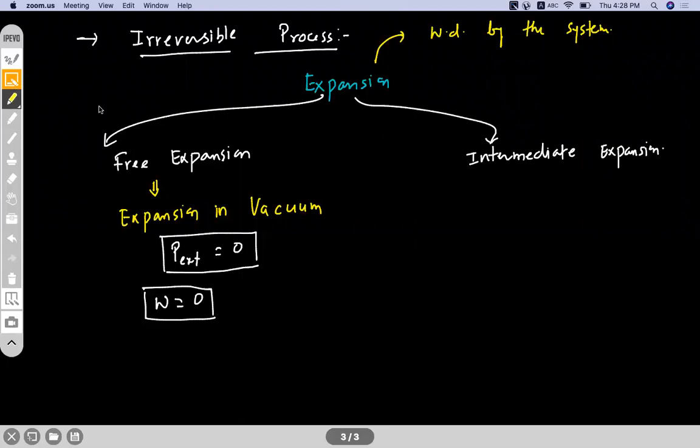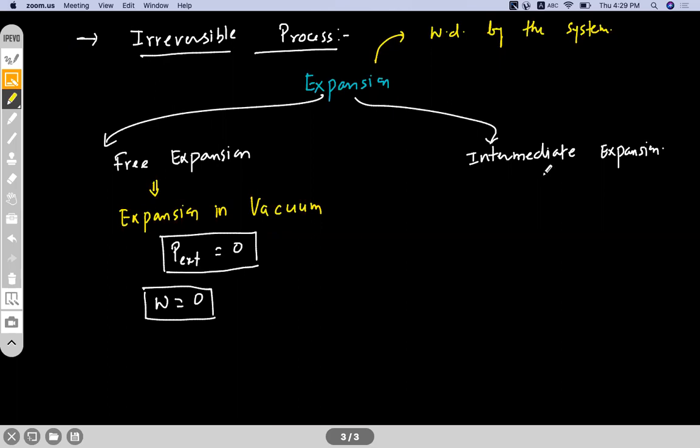Now, free expansion is expansion against whatever volume it is. You will expand till infinity, no? If there is no external pressure, zero pressure, then you will expand till infinity, right? And P external is zero. So whatever volume you have, the work is zero only, correct? Practically it's not possible. If you become a scientist and go out into the universe, then you can have this kind of case.